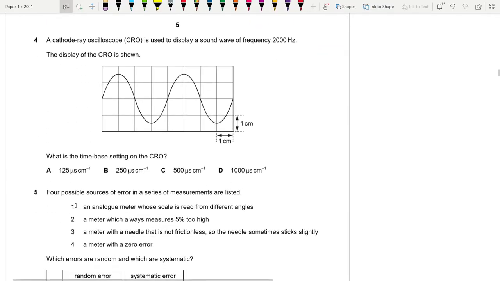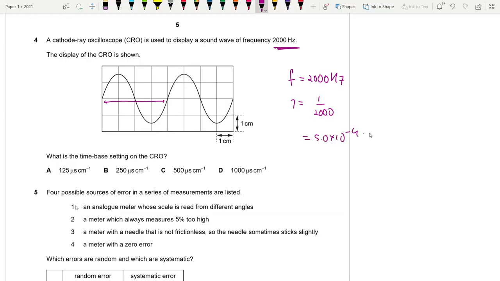Moving on to 4. A CRO is used to display a sound wave of frequency 2000 Hz. The display of the CRO is shown. What is the time base setting on the CRO? So this is how you work it out. There are 4 divisions here, right? So 4 centimeters. It has a frequency of 2000. So frequency is 2000 Hertz. So time period is 1 by 2000.